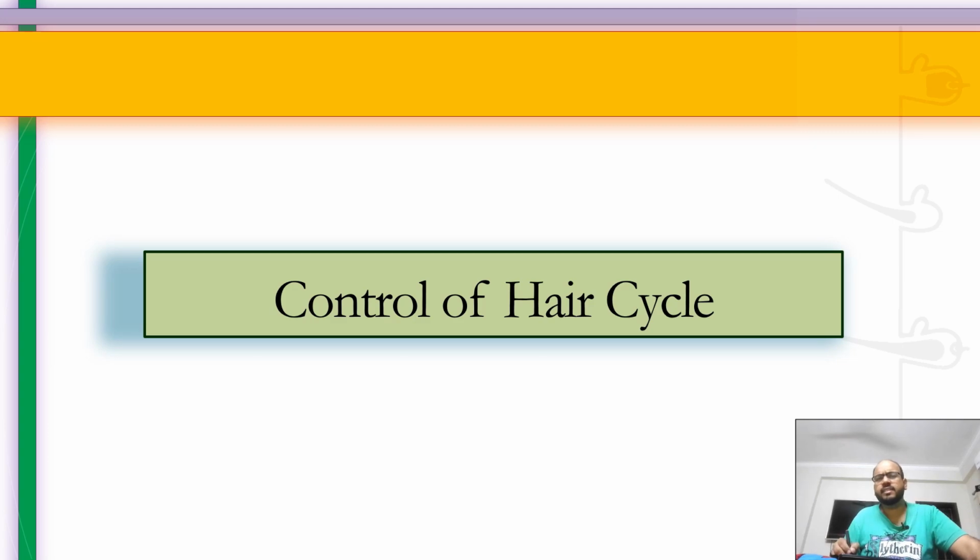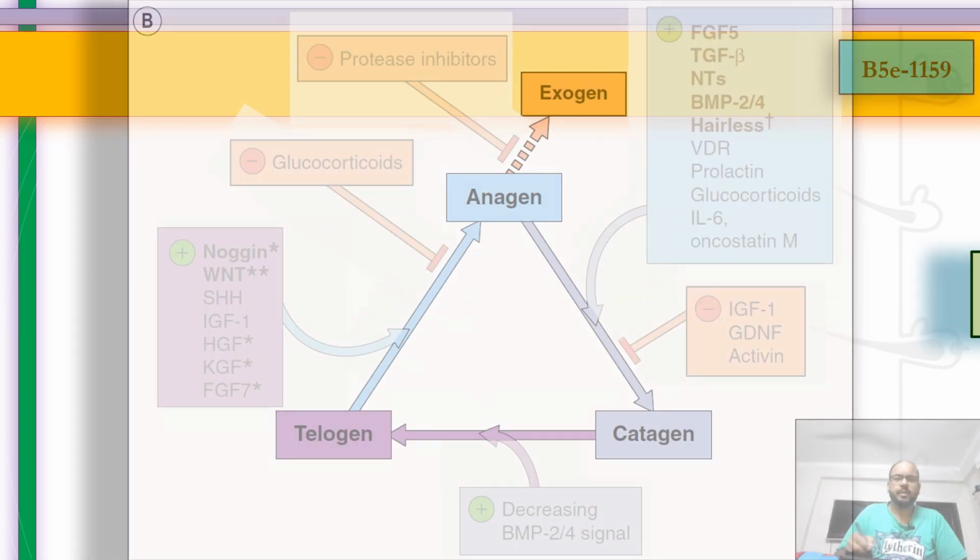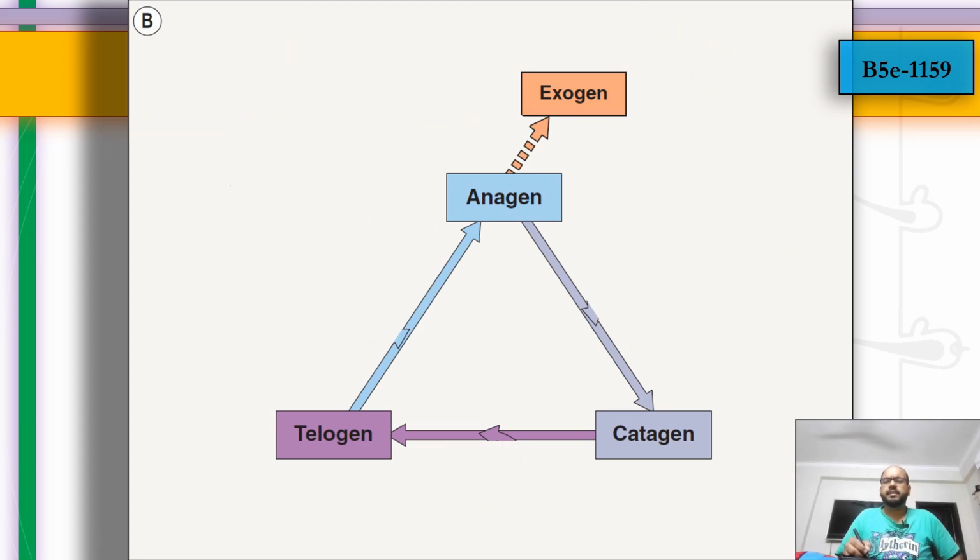So let's discuss in brief the control of hair cycle. So this is the hair cycle. I've taken this diagram from Bolognia, page 1159. You can go and see the diagram in detail. And a simpler hair cycle is anagen, catagen, telogen, or it can go out by the exogen. So here it is shown as a part of anagen, but actually exogen is an offshoot of telogen here.